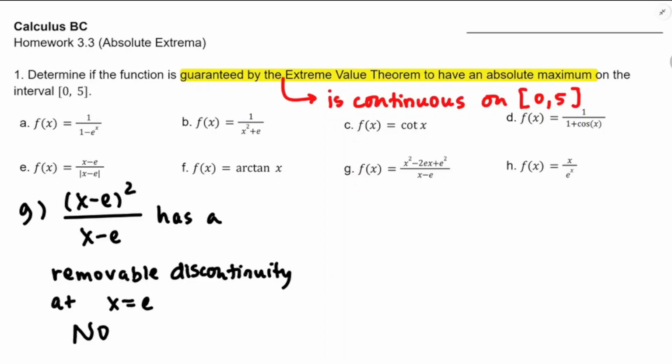Okay, and then h is x over e to the x. So because e to the x is never equal to 0 for any real x, the denominator never equals 0, and so the function is continuous everywhere, and then that would be guaranteed by the extreme value theorem to have an absolute maximum on the interval 0 to 5.